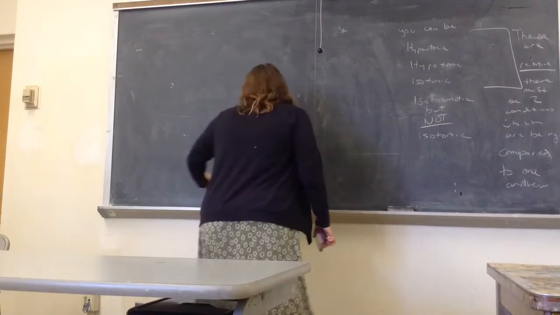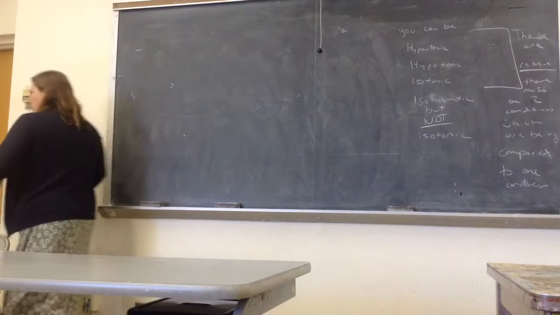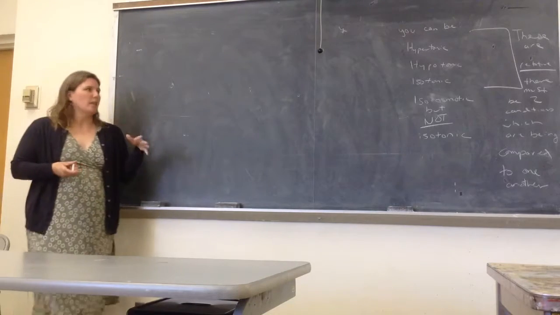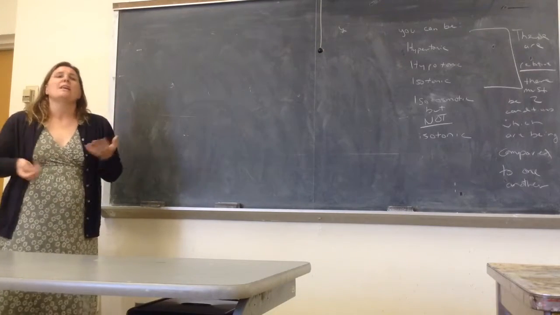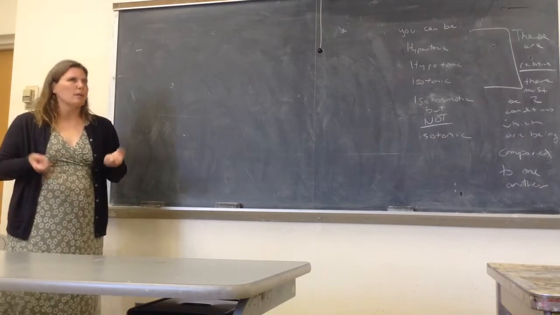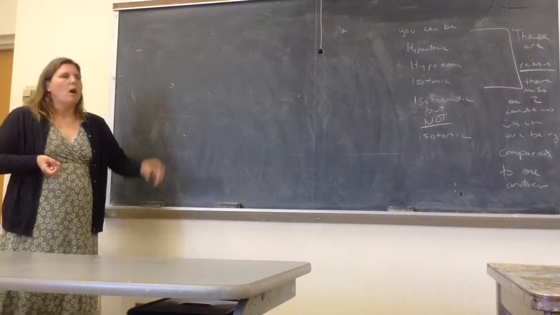All right, so I'm going to say this one again because it's really important. Tonicity is a relative term. You cannot be tonic in any type, isotonic, hyper, hypo, unless you're comparing it to something else. Hyper means more than, hypo means less than, and iso means same as. Those are comparative terms. Unless you're comparing something, you have no way to use them.